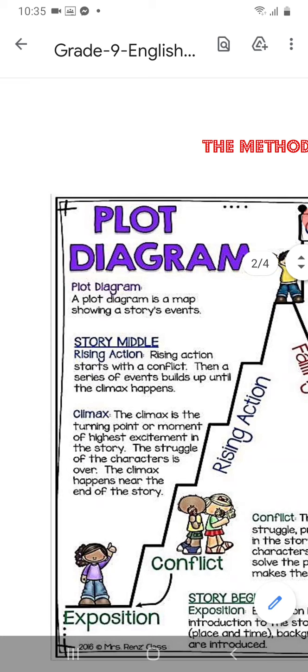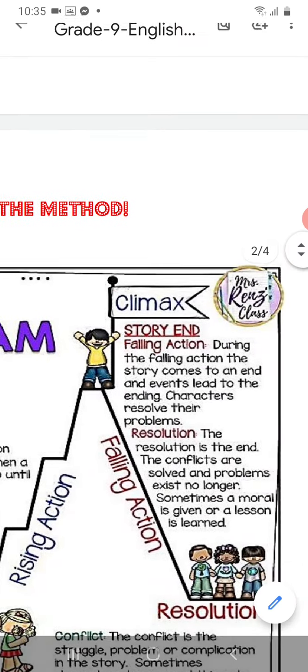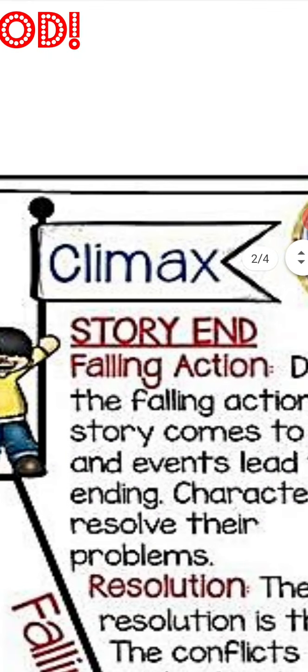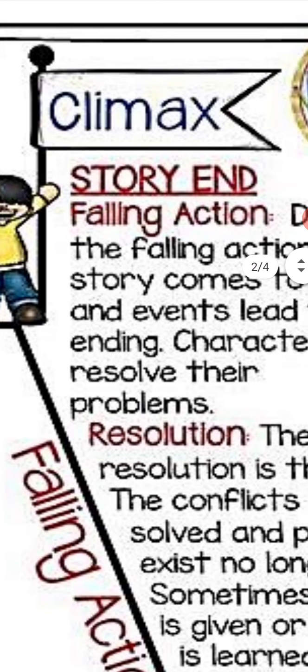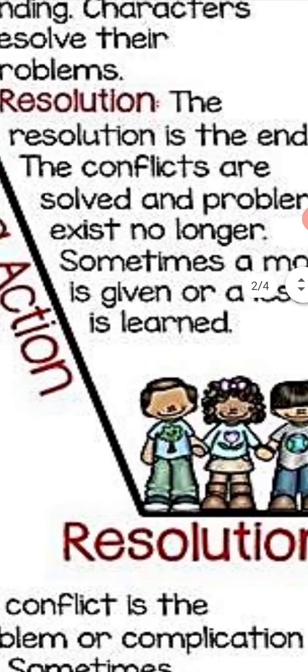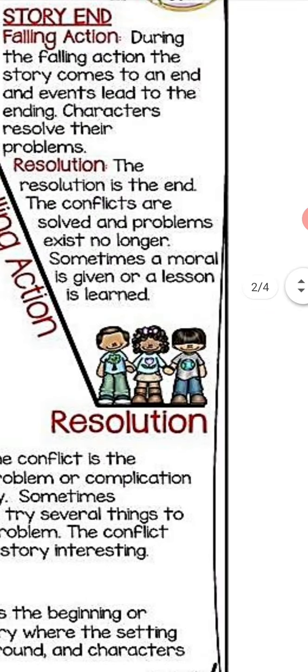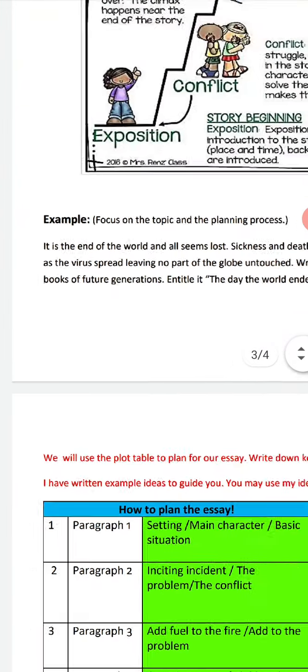And then comes the rising action. Rising action starts with the conflict, then a series of events builds up, and then it leads to the climax where anything can happen. And now below the climax, the following action, the things are resolving and there comes the resolution, and there can be the happy ending or the sad ending.